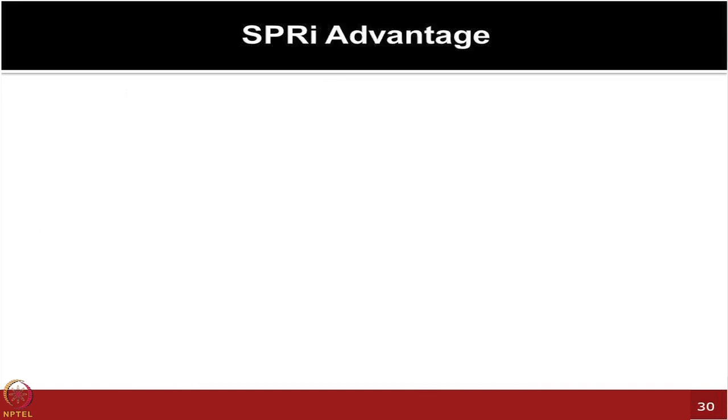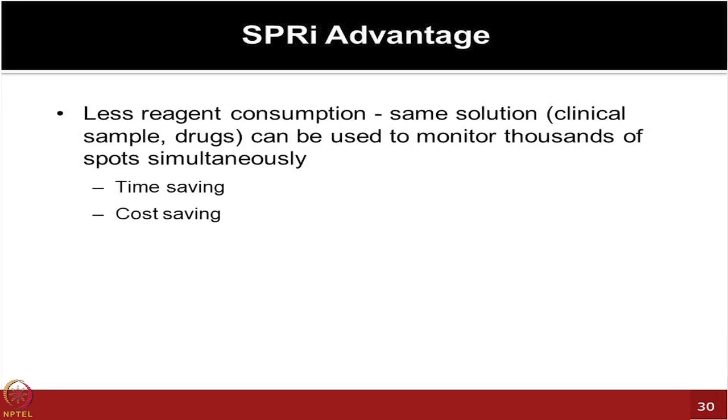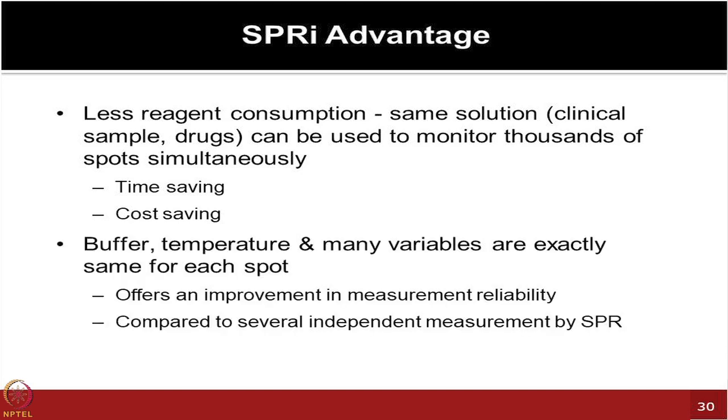But the advantage of using SPR imaging is that, like high density microarrays, you are using less of the analytes which you want to test in the same kind of sample, especially drug molecules which are very low in quantity or some of the clinical samples. You have the opportunity to test hundreds of features simultaneously with SPR imaging platforms. So that is time saving, cost saving, of course, and going to be a much more reproducible experiment.